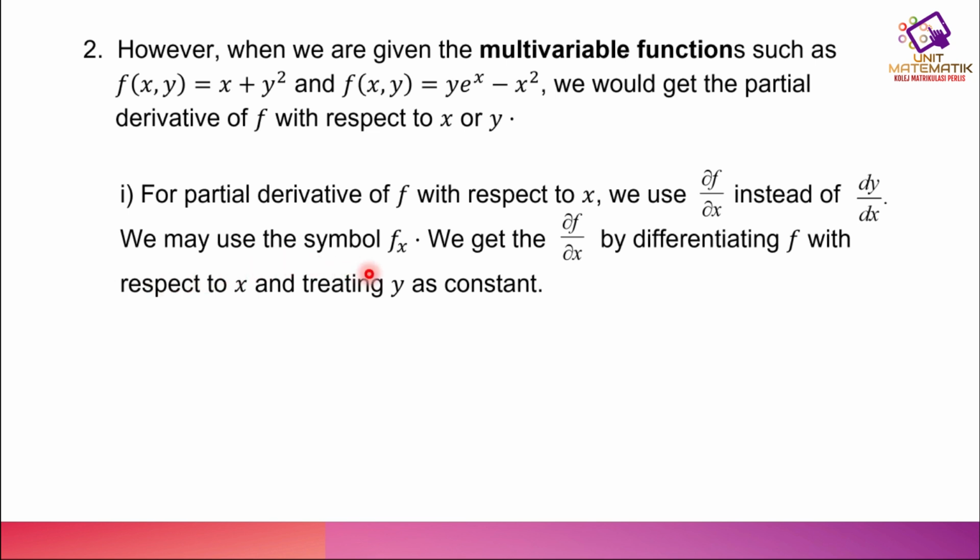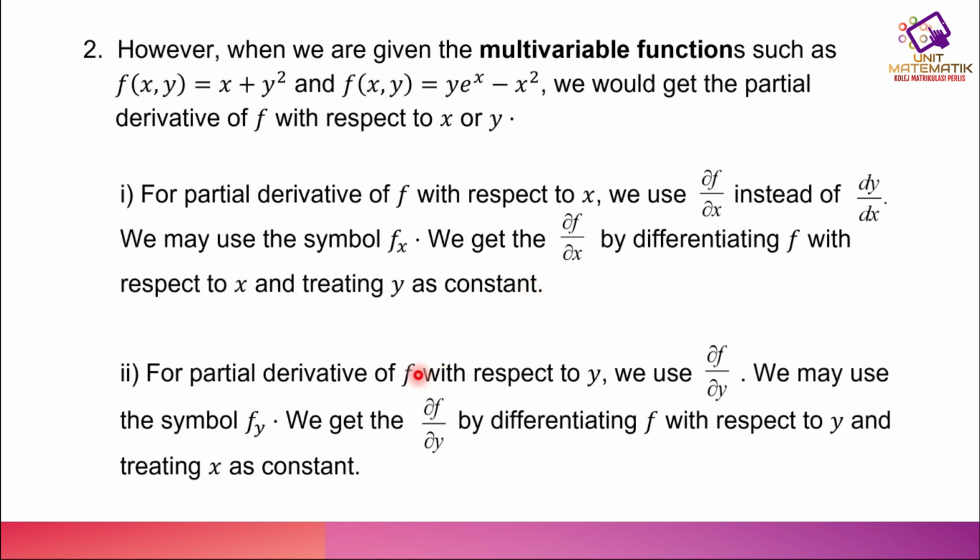We may also use the symbol f sub x. We get the partial derivative of f with respect to x by differentiating f with respect to x and treating y as a constant. For the partial derivative of f with respect to y, we use delta f over delta y, or the symbol f sub y. We get it by differentiating f with respect to y and treating x as a constant.